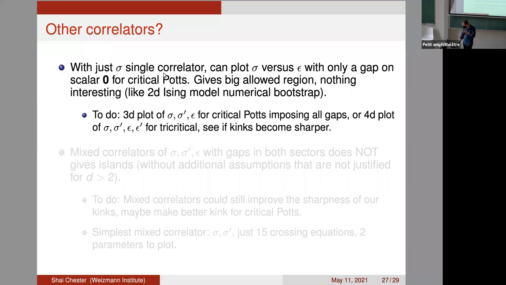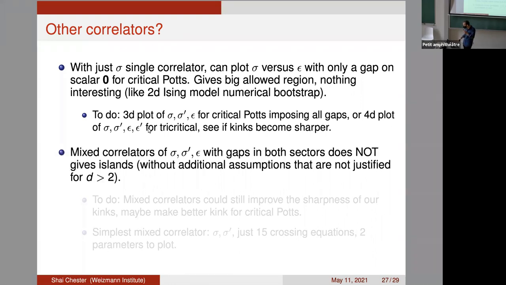Now, I should note that this is all just with a single correlator, because one of the nice things about the Potts model is that sigma shows up in its own OPE. This is unlike the Ising model, where if you looked at the correlator of sigma, you wouldn't be able to probe sigma because it doesn't show up in its own OPE. So that's a nice feature of the Potts model.